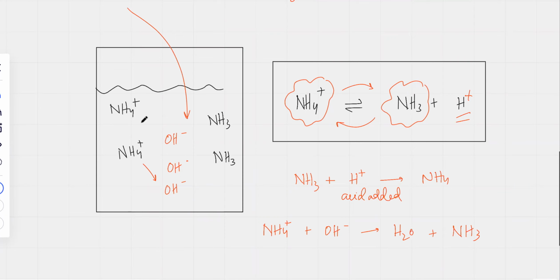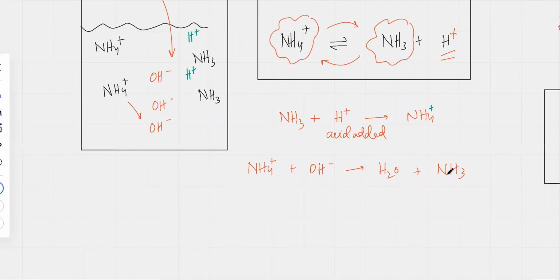And if you add H plus one ions in the solution, then those H plus one ions would be grabbed by the NH3, which is the conjugate base, and that would turn into NH4 plus one back again. Anyway, so this is all that's happening in buffer solutions.